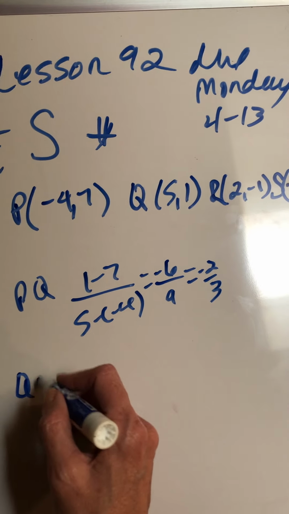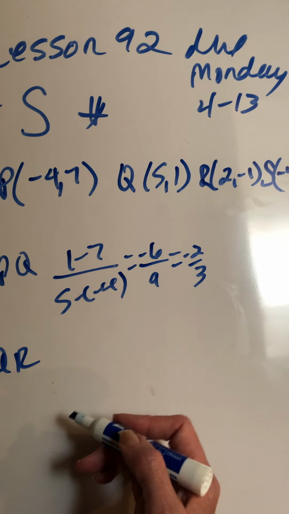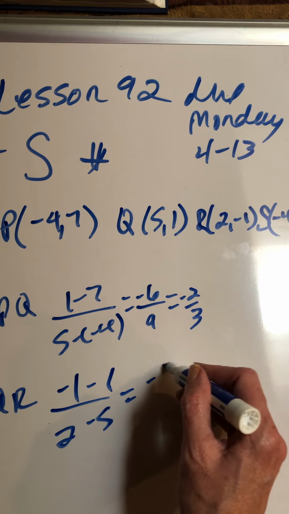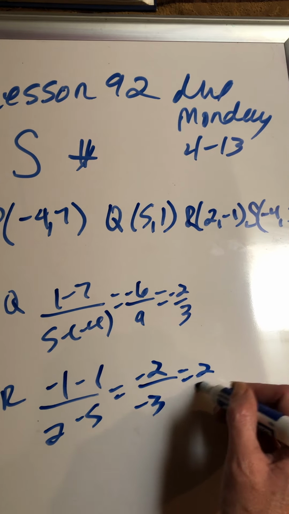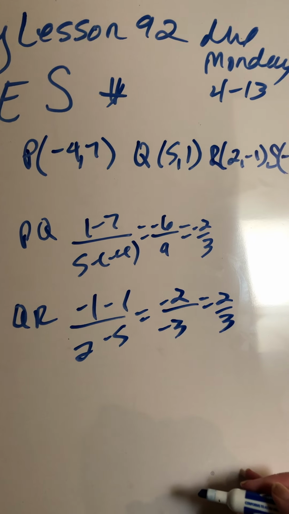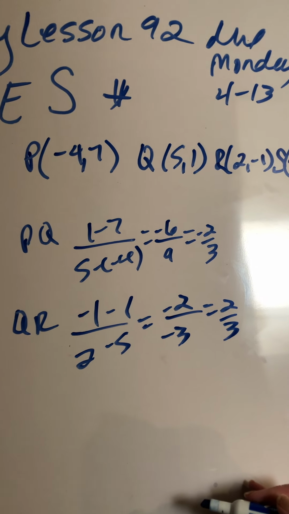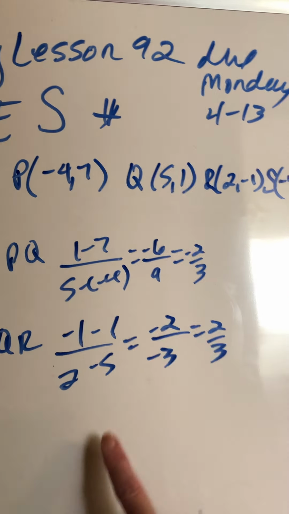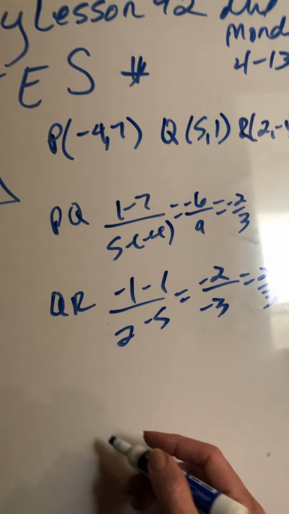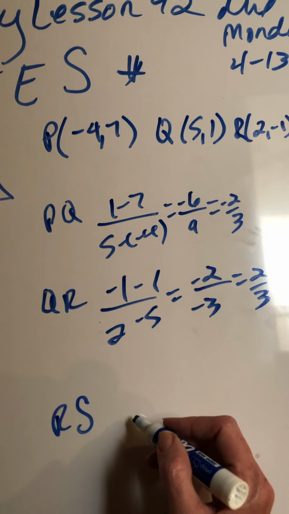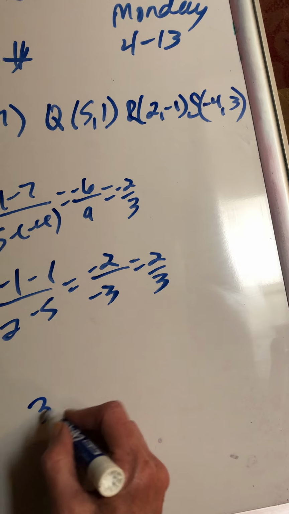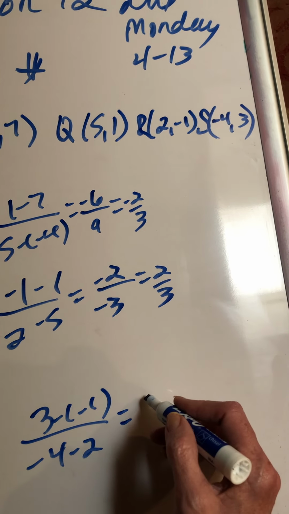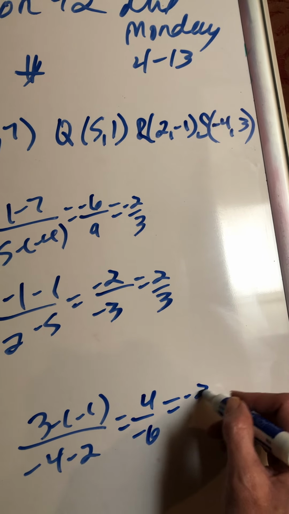Then we'll do QR, because we just need to find one set parallel. So QR, -1 minus 1 and 2 minus 5 would be -2 over -3, which would be +2/3, which is not what we need, because that's not the same. Let me make sure I did that one right. -1, 1, 2 minus 5, yeah. Okay, and then we'll do RS, which would be 3 minus -1 over -4 minus 2, which would be 4 over -6, which would be -2/3.